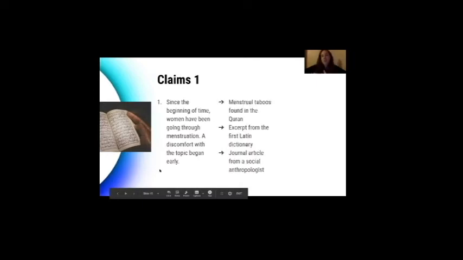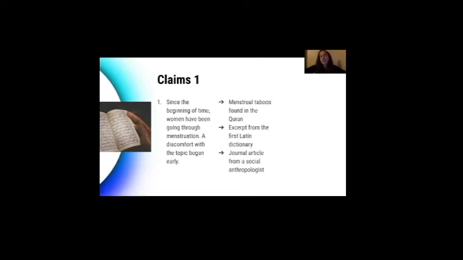So how did she prove her claims? So first, she summarizes the first claim. Since the beginning of time, women have gone through menstruation. A discomfort with this topic began early. How is she going to prove that claim?